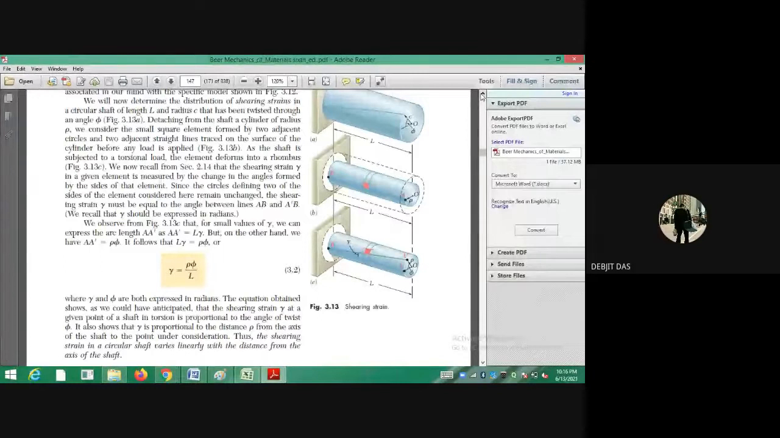Sir, what happens if T and T prime are not equal? Because sir, T is the active torsion we are giving to the beam, but T prime is the reactive torsion from the wall. So they must be equal. You know, there may be cases when they are not equal.